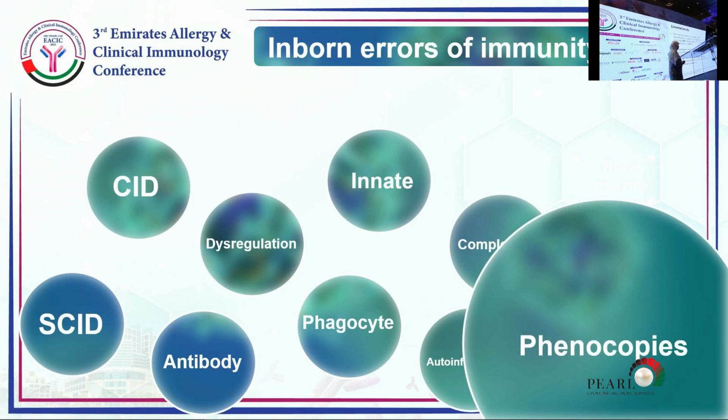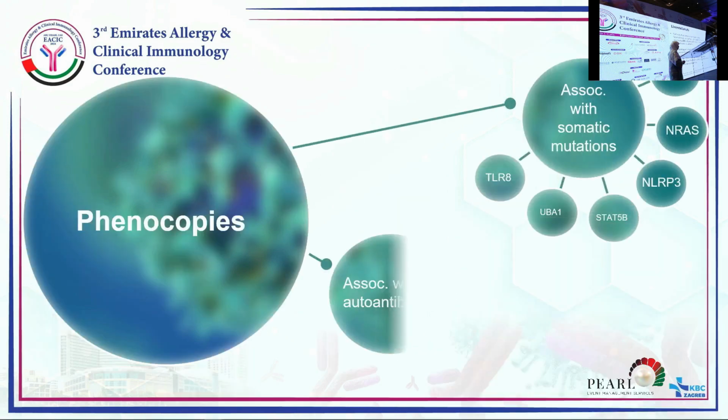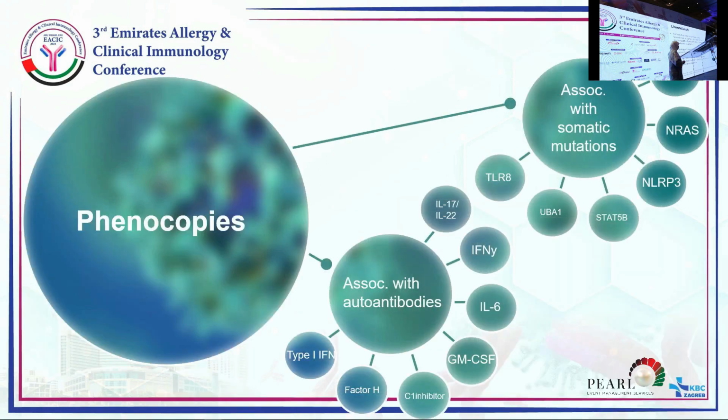And lastly, we have phenocopies of immune deficiencies, which can be associated with somatic mutations or with autoantibodies. I will just mention that we've learned that people with autoantibodies to type 1 interferons have more severe COVID-19, for example, but you can see that all these other cytokines can be affected in a way that these people produce antibodies to these cytokines.